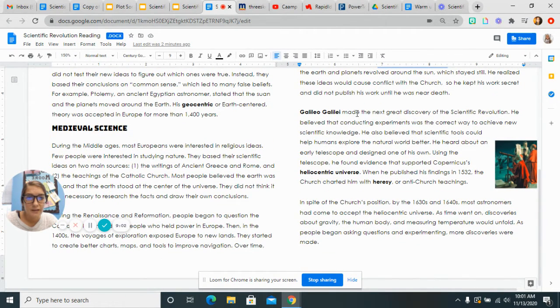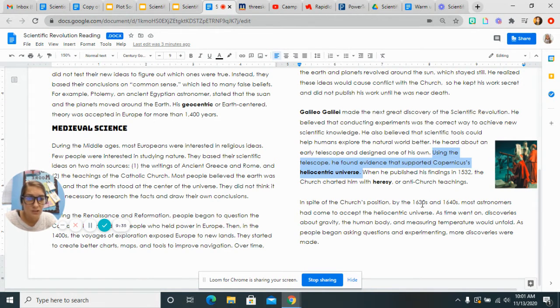Galileo Galilei made the next great discovery of the scientific revolution. He believed that conducting experiments was the correct way to achieve new scientific knowledge. He also believed that scientific tools could help humans explore the natural world better. He heard about an early telescope and designed one of his own. Using the telescope, he found evidence that supported Copernicus's heliocentric universe. When he published his findings in 1532, the church charged him with heresy or anti-church teachings.